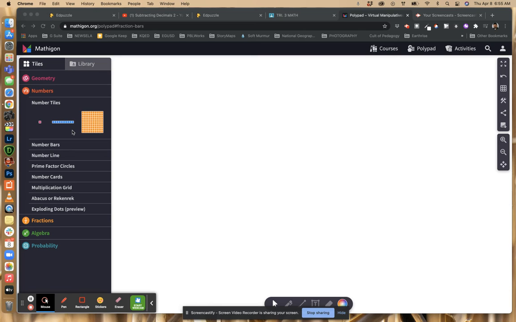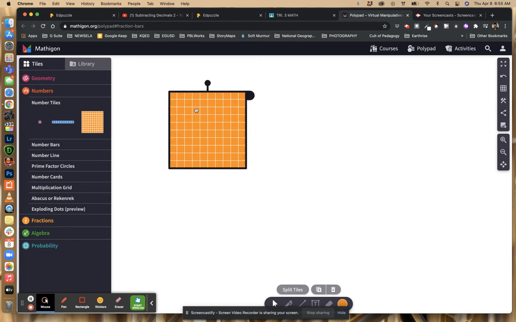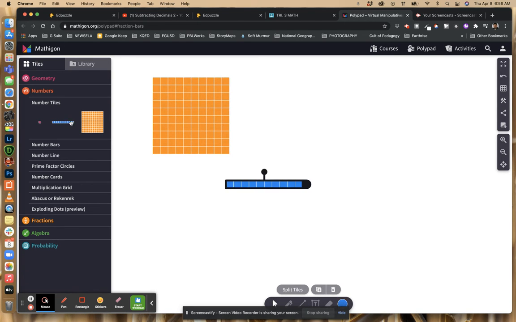When we're subtracting decimals, we want to make sure that we subtract like terms. That means we only take tenths from tenths, hundredths from hundredths, and thousandths from thousandths. Let's define our terms. This will represent 1, this will represent 1/10, and this will represent 1/100th.